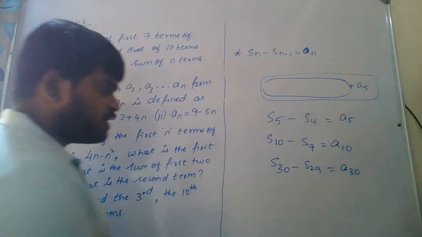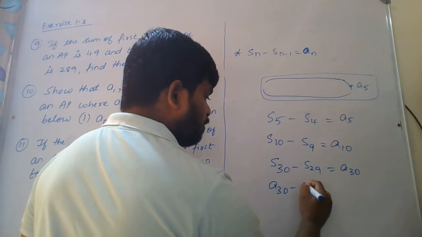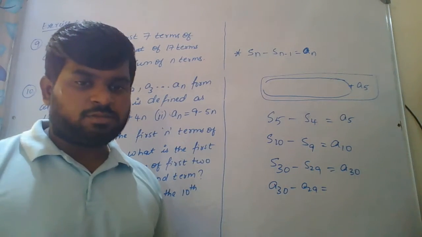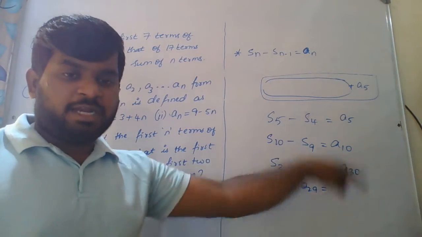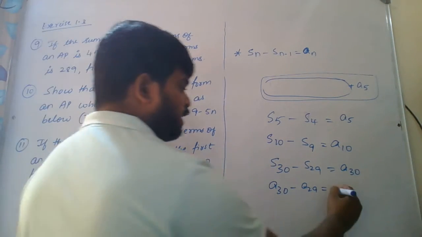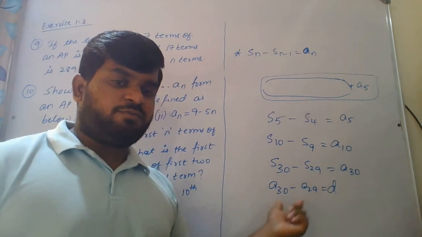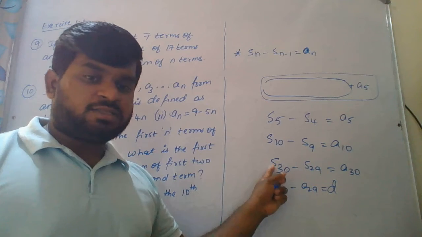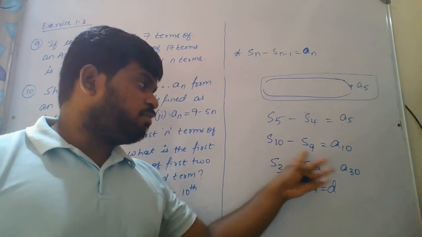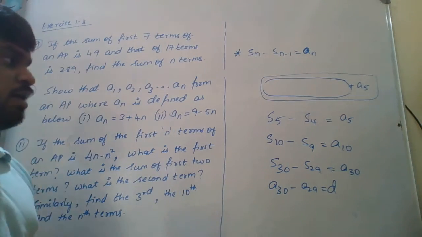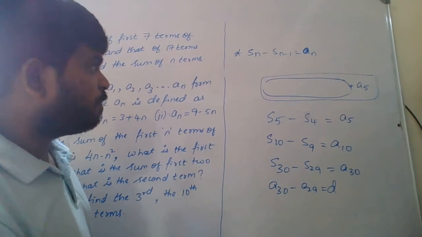But remember, what is A30 minus A29? A term and its previous term. If you subtract, what do you get? You get D. But here, the sum of first 30 minus the sum of first 29, if you subtract like this, you get A30, the 30th term. Okay, that is how you got the formula.